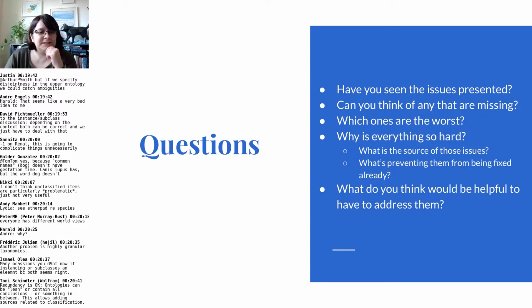Renat is suggesting to address some of those issues. What about providing the editing rights for P31 and P279, so instance of and subclass of, only to few administrators from the Wiki project ontology? Oh, okay. Yeah, what do people think about that?